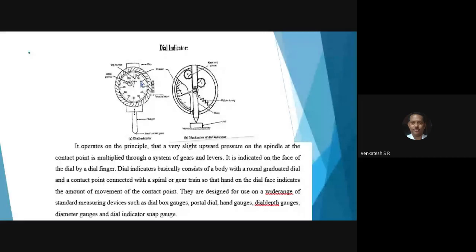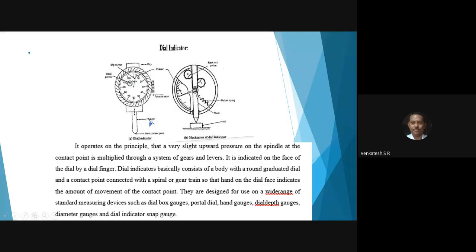All of you observe here. Here there is a cap. This is the pointer, small pointer and big pointer. This is the plunger, and this is the spindle, where you can fix this spindle to the magnetic stand or any fixture. Observe here, you have a plunger.